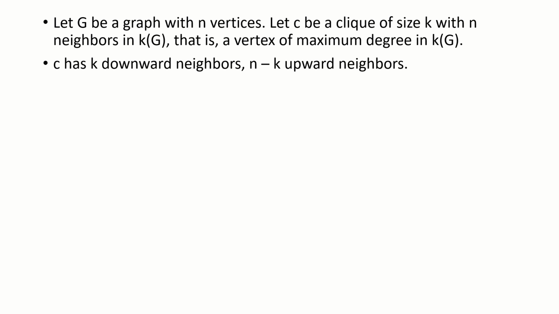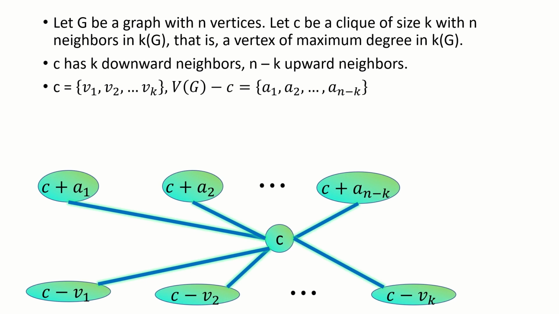Let's label the vertices in C with V sub 1, V sub 2, and so on up to V sub k, and the vertices not in C with A sub 1, A sub 2, and so on up to A sub n minus k. Then the neighborhood of C looks like this in the simplex graph. Note that it must be the case that this union is the vertex set of G.